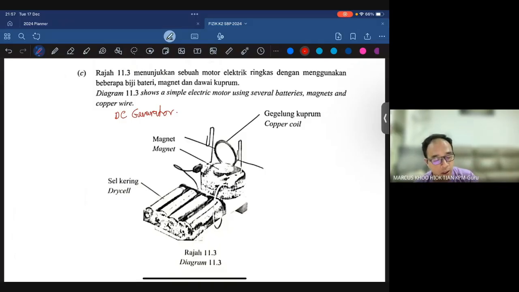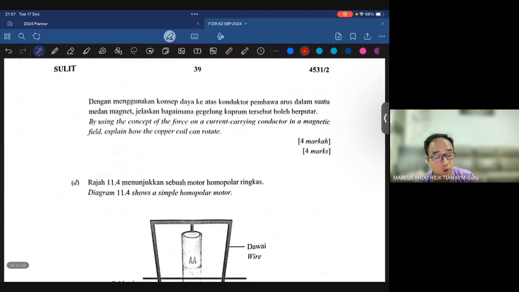Okay, DC generator, I think this is a very simple explanation. Explain how the copper coil can rotate. Okay, so this is a standard answer. I think those of you who have the black book will know this. Okay, current flows.